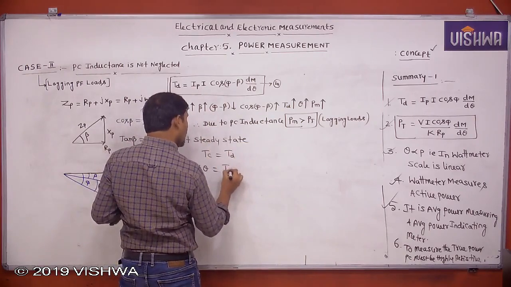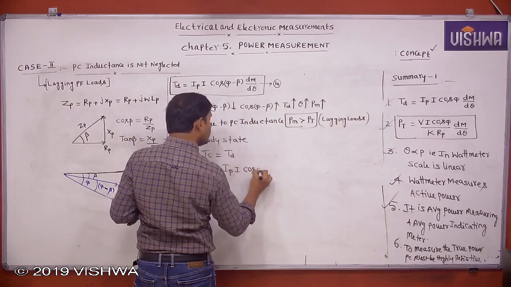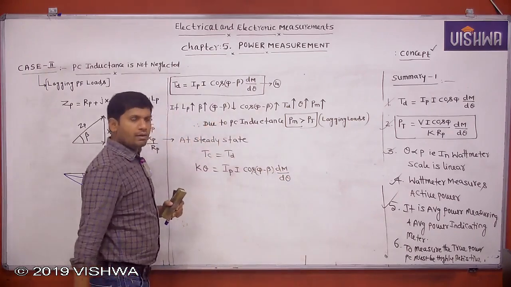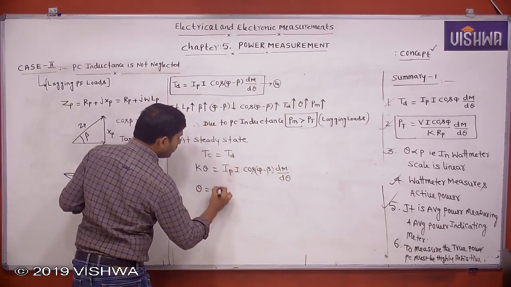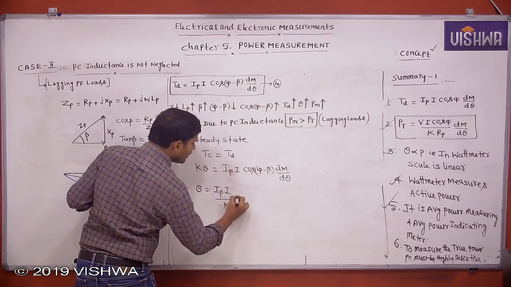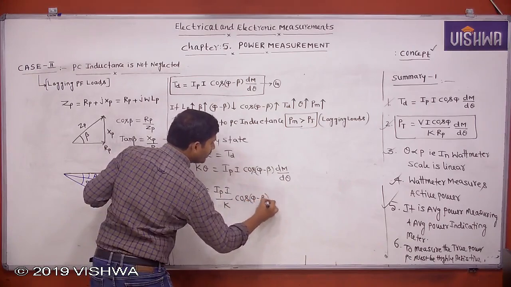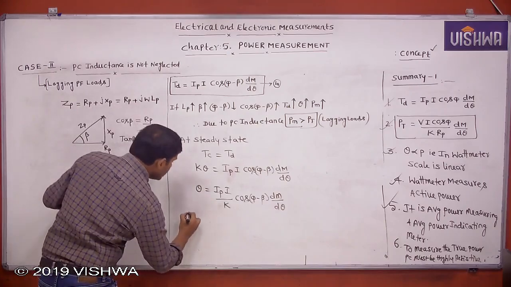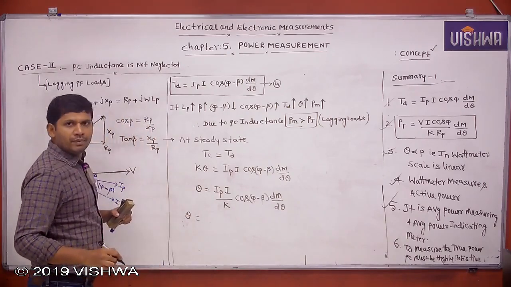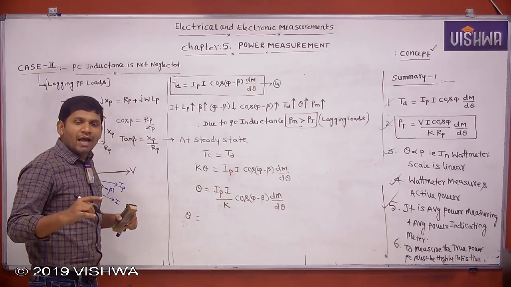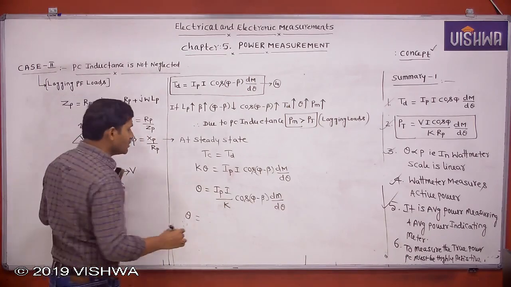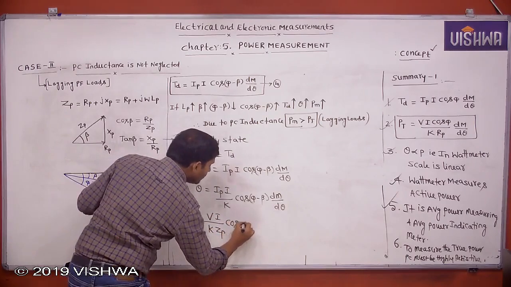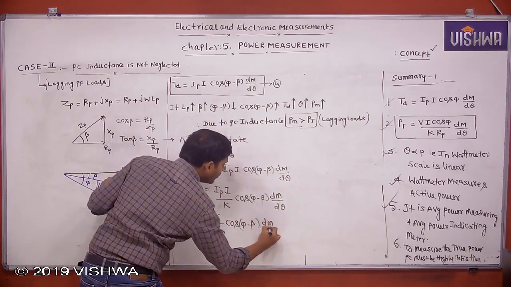What is TD? IP into I into cos of pi minus beta into dm by d theta. Now, what is theta equal to? IP into I by K, cos of pi minus beta into dm by d theta. Shall we write like this? How can you write IP? Now IP is not V by RP. IP is V by ZP because we are considering inductance also. Then theta equals VI by K ZP into cos of pi minus beta into dm by d theta.